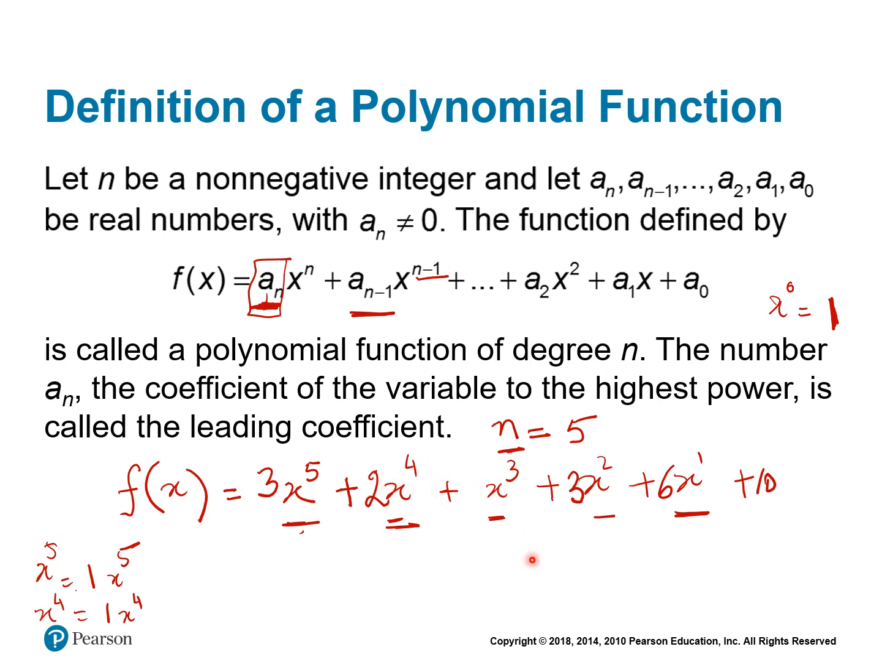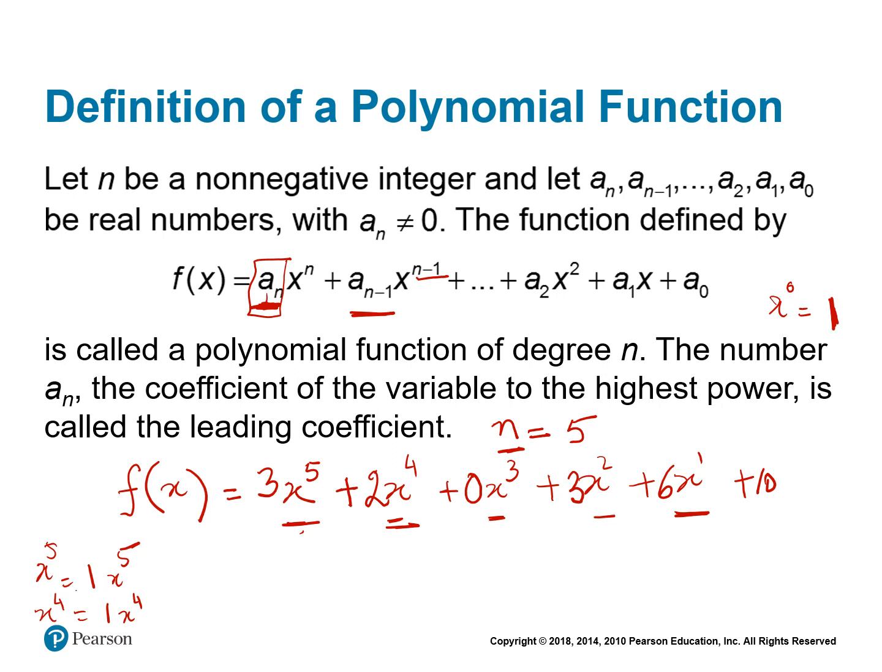All right, now it could be that x cubed may not appear in the polynomial function. It's possible. What that means is the coefficient of x cubed happens to be a 0, and then this will disappear. We will have 3x to the 5th plus 2x to the 4th, and then plus 3x squared, and so on. All right, that is possible.